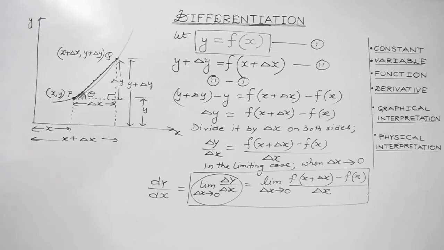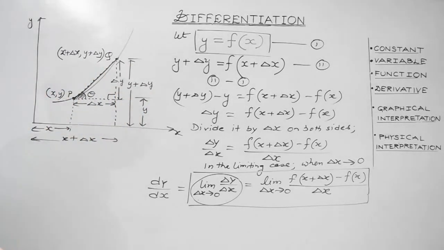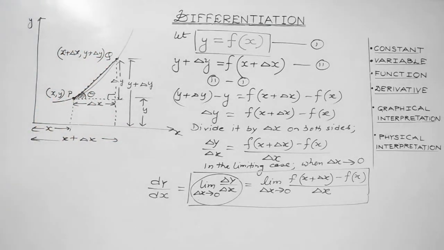Now what needs to be done is concentrate on this particular diagram. We are aware how to find the slope of a straight line, isn't it? So let's try to find out the slope and then let's try to interpret it.